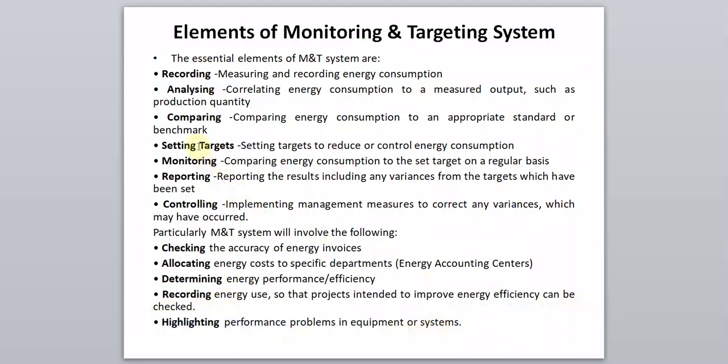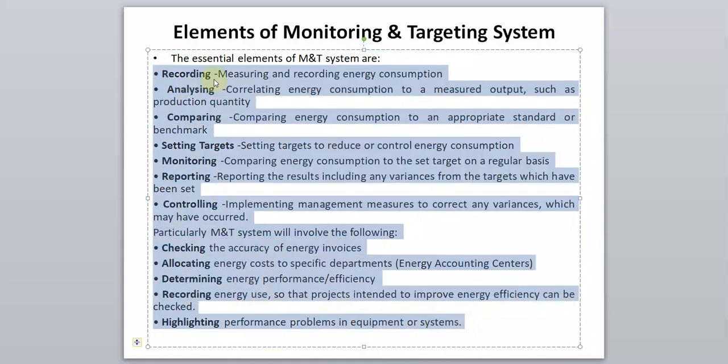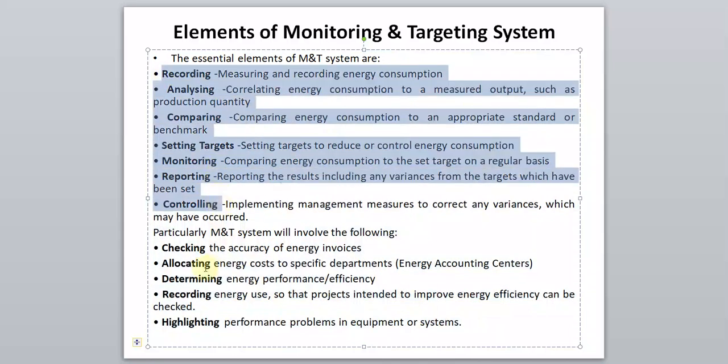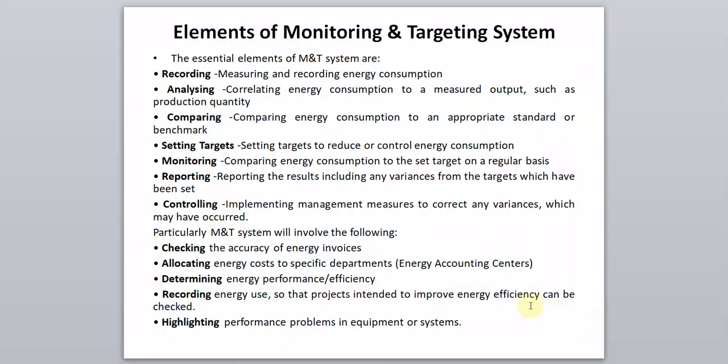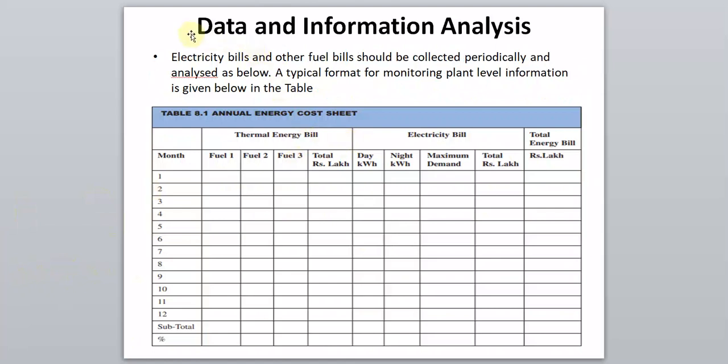So these are the 7 plus 4, 11 elements of the monitoring and targeting system, in which 7 are very important and 4 depend on the industry. It varies with the industry. And next, here we are going to see this point in a deep manner: data and information analysis.